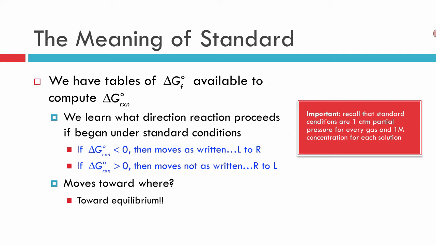However, if it's the other way around, if the standard Gibbs free energy is greater than 0, then our process will not move spontaneously as written. If it does move, it will move from right to left, in the opposite direction as written. And the question is, where does it move to? Well, it moves to equilibrium, because that's where all processes move if they're not at equilibrium.